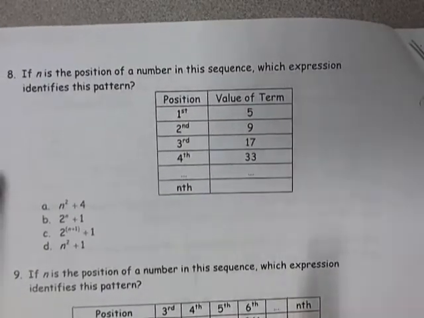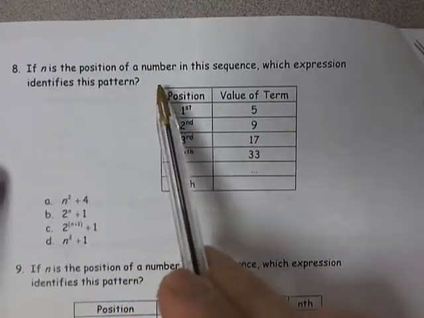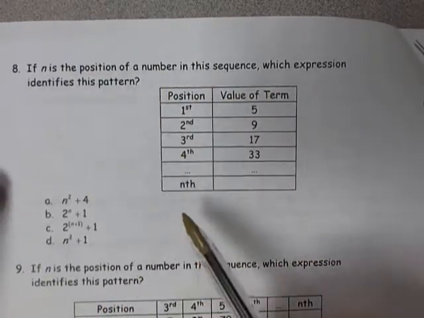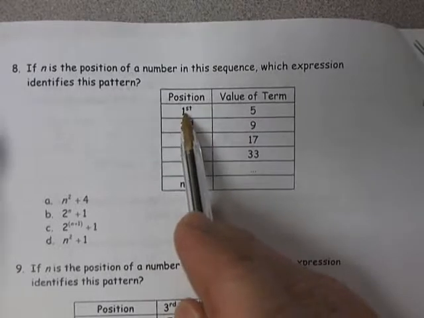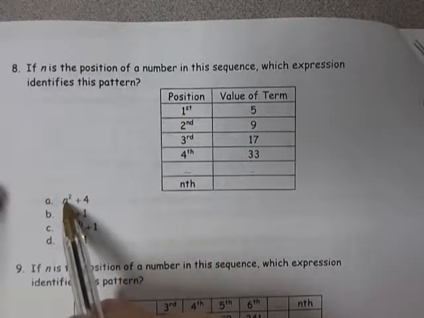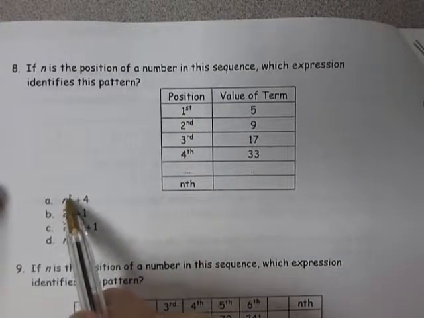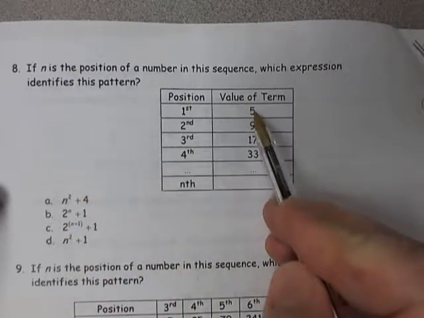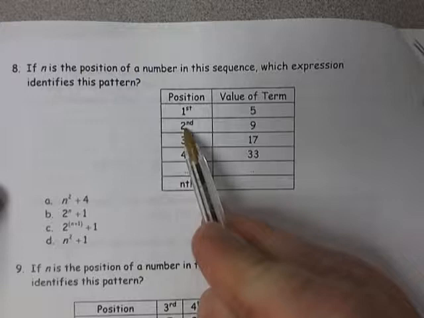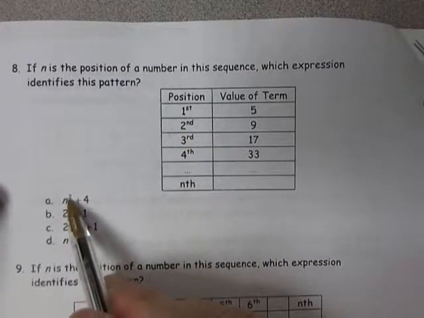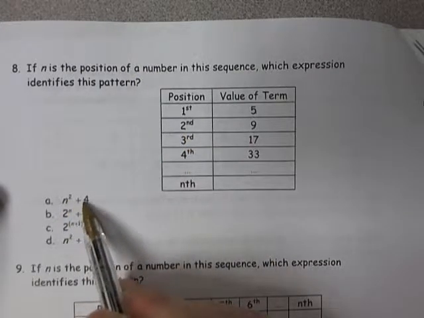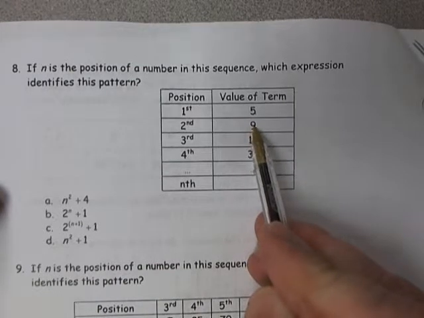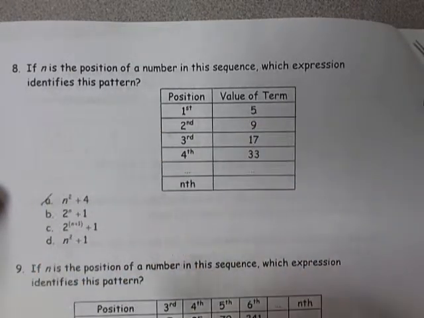Another one. If n is the position of a number in the sequence, which expression identifies this pattern? So we're going to plug the first position in for n in answer choice A. 1 to the second power is 1. 1 plus 4 is 5. That checks out. Let's plug in second position. 2 to the second power is 4. 4 plus 4 is 8. We're looking for 9, so it can't be answer choice A.